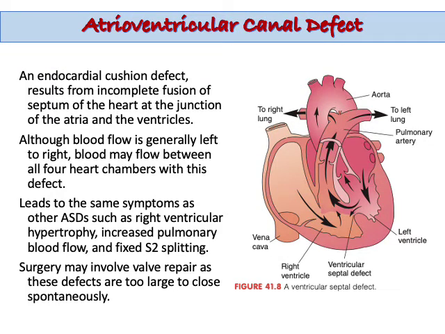Atrioventricular canal defect, sometimes called atrioventricular septal defect, is also an endocardial cushion defect which results from incomplete fusion of the septum of the heart at the junction of the atria and ventricles. Although blood flow is generally left to right, blood may flow between all 4 chambers of the heart, and it has the same symptoms as that of ASD. Surgery will involve valve repair, as these defects are too large to close spontaneously.